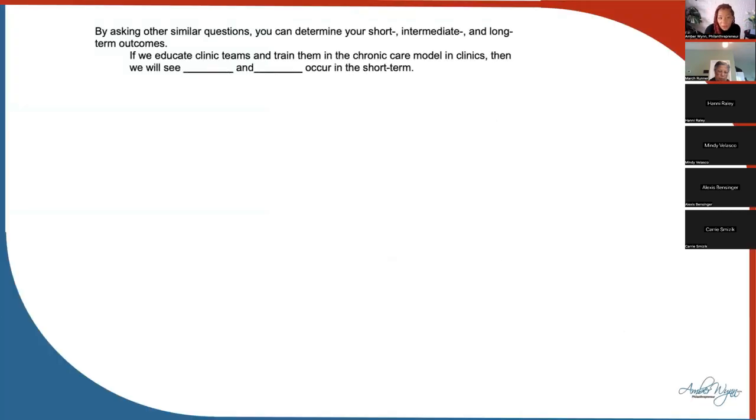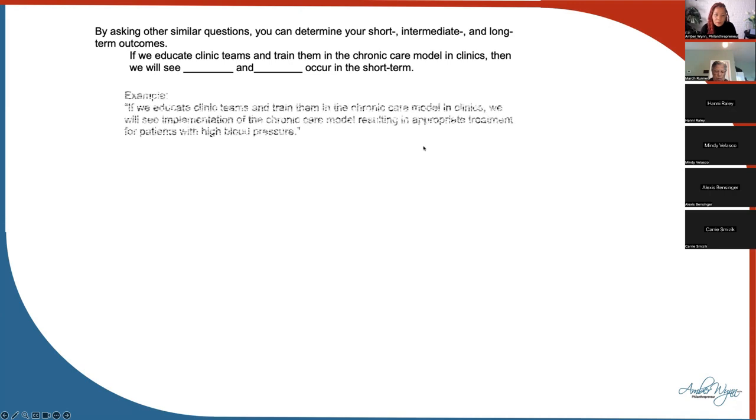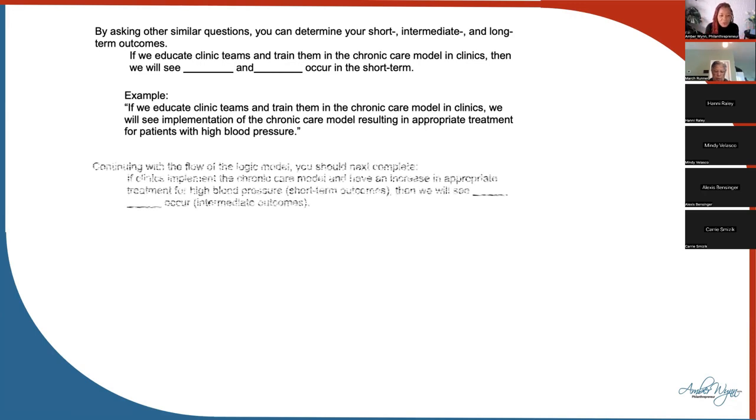If you ask other questions, right, you can do the same thing with the rest of your short, intermediate, and long-term outcomes. If we educate clinic teams and train them in the chronic care model in clinics, then we will see blank, and blank will occur in the short term. Here's the example. If we educate clinic teams and train them in the chronic care model in clinics, we will see implementation of the chronic care model, resulting in appropriate treatment for patients with high blood pressure.